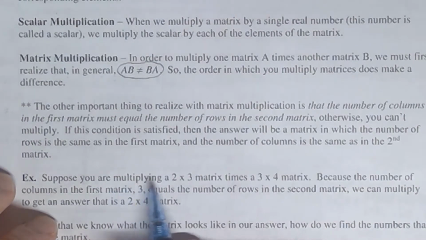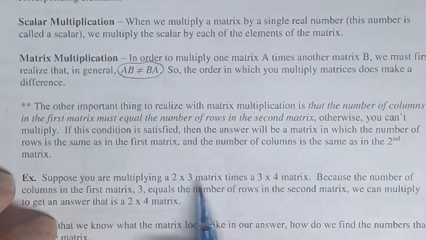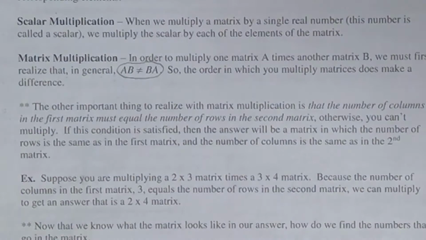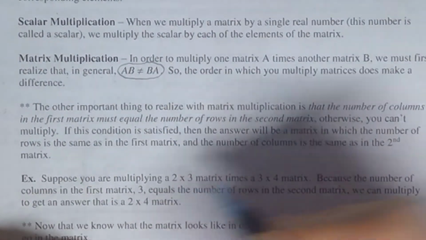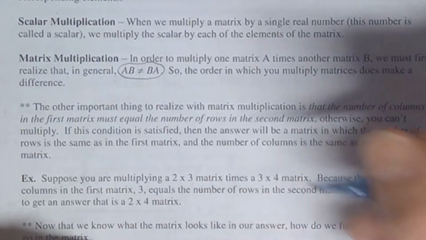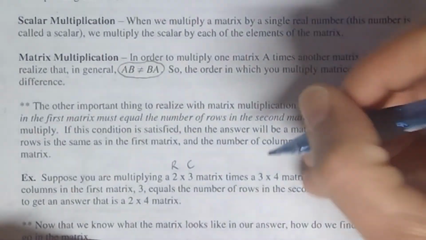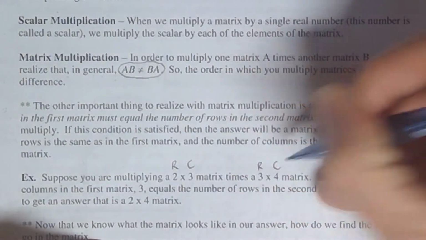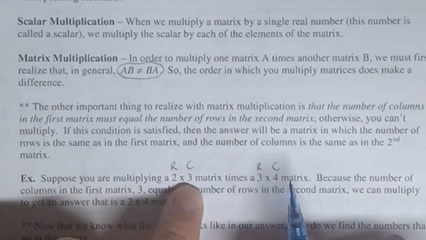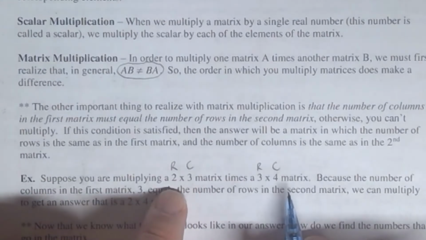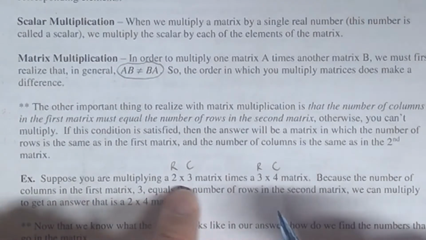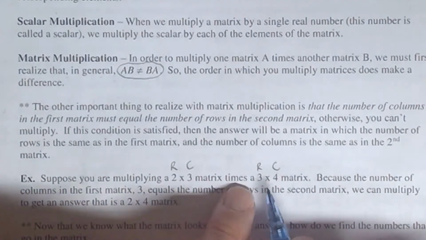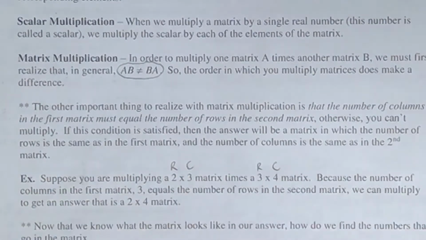Notice it says right here, suppose you're multiplying a 2 by 3 matrix by a 3 by 4 matrix. What in the world does that mean? What this means is this. Whenever we say 2 by 3 or 3 by 4, that means 2 rows and 3 columns, 3 rows and 4 columns. In other words, when they say 2 by 3 or 3 by 4, the first number is always the number of rows, and the second number is always the number of columns. So 2 by 3 means 2 rows, 3 columns. 3 by 4 means 3 rows, 4 columns.